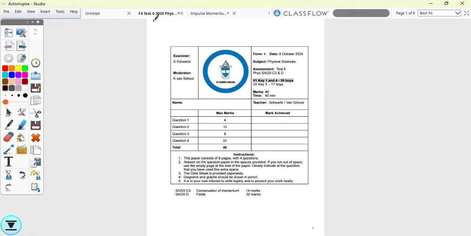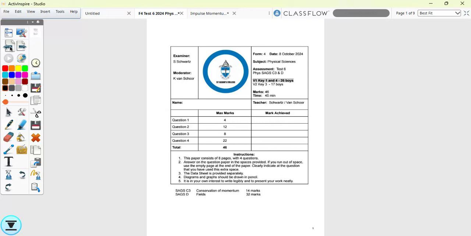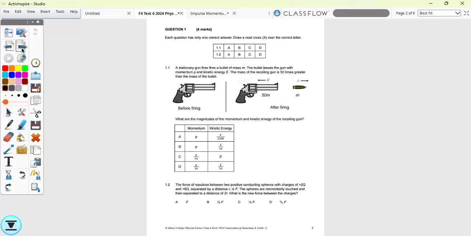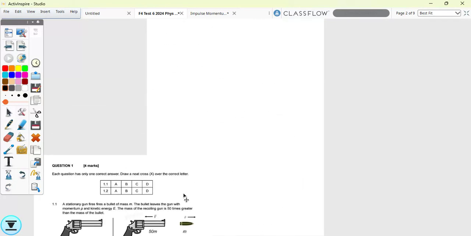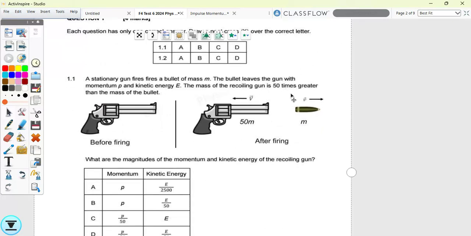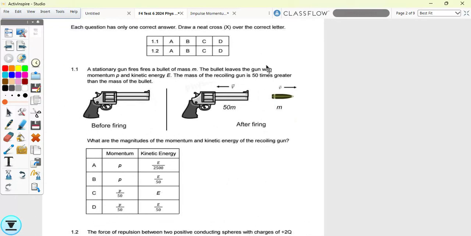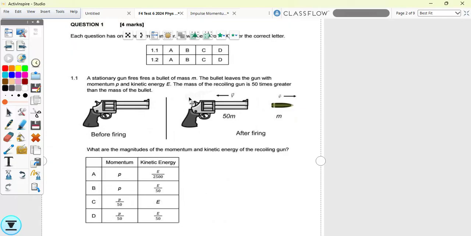So let's look at this test we gave our boys. It was not just on momentum, it was on fields as well. I couldn't find one that was just on momentum. I try not to mix. Oh, this was actually from a past paper question. And this is in the yellow book as well. I think it's just not a gun in the yellow book.